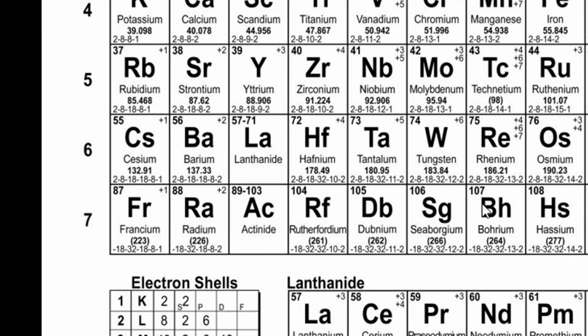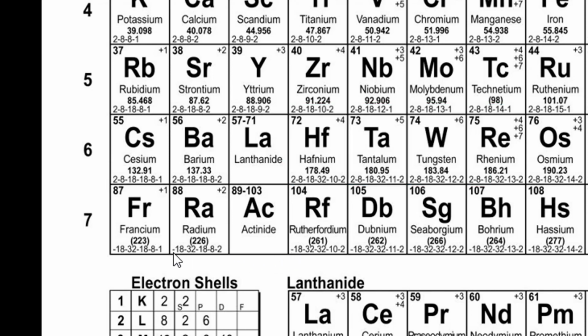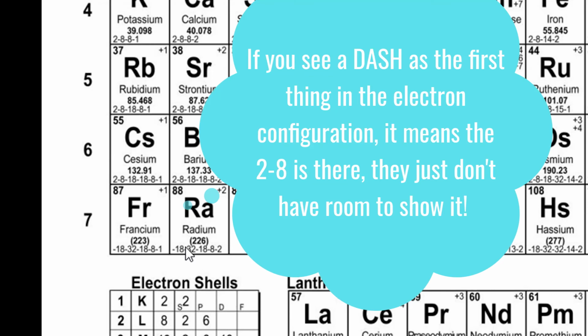So what would the electron configuration for dubnium, element number 105, what would it be? So it would be 2, 8, 18, 32, 32, 10, 2. Okay, so if you see a dash as the first thing in the electron configuration, that tells you that they don't have room to show you the 2 and the 8 that come first, but they're there. You just have to fill them in for yourself.